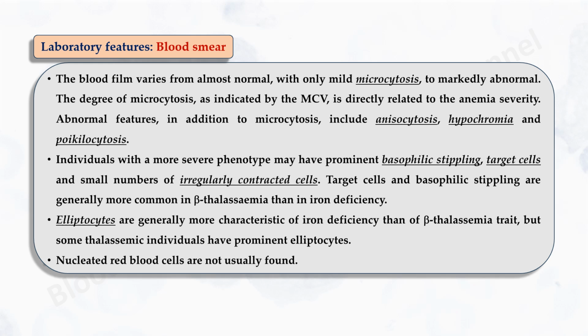Target cells and basophilic stippling are generally more common in beta-thalassemia than in iron deficiency. Elliptocytes are generally more characteristic of iron deficiency than of beta-thalassemia trait, but some thalassemic individuals have prominent elliptocytes. Nucleated red blood cells are not usually found.